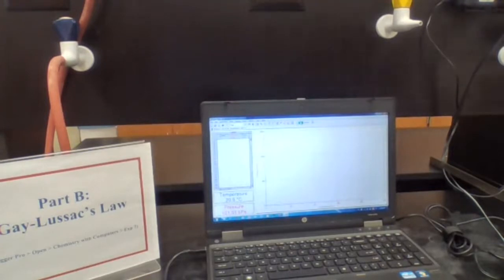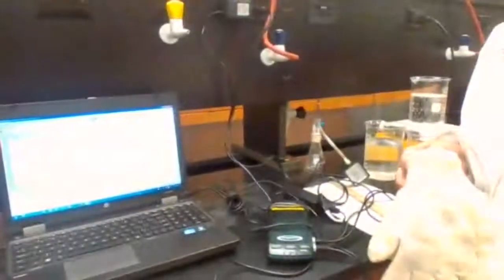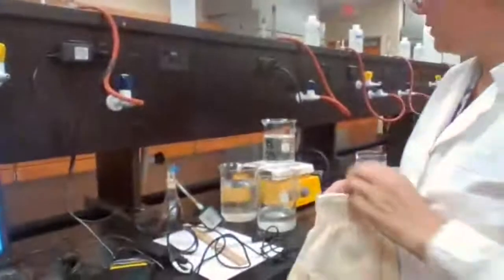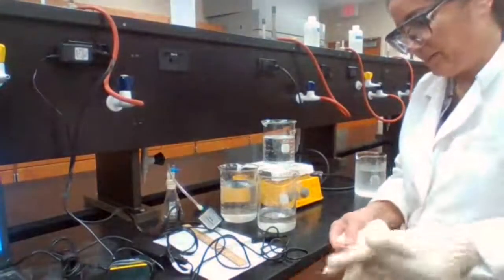Okay. I'm using my hot gloves to get some of the boiling water to add to this room temperature water to get hot water.